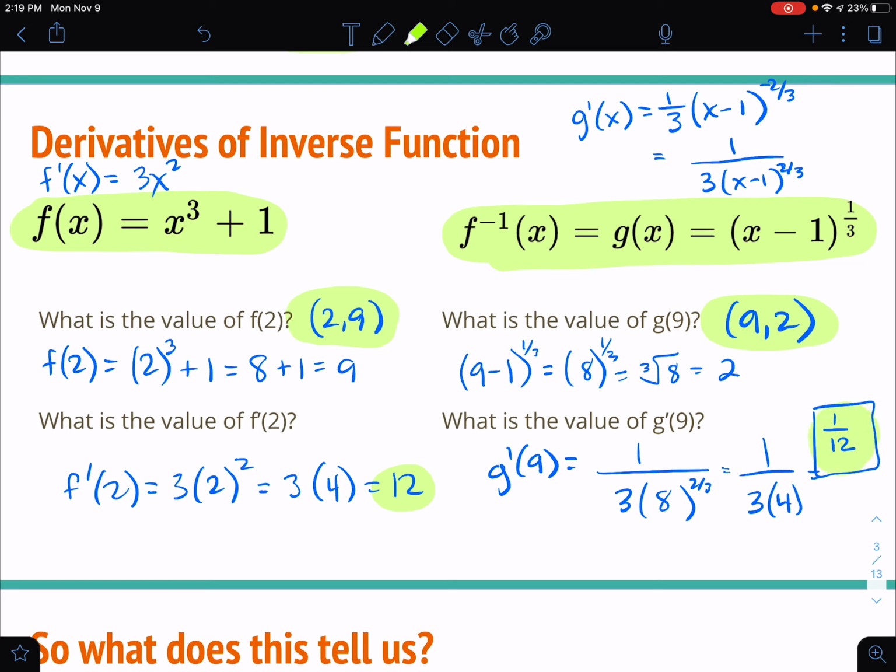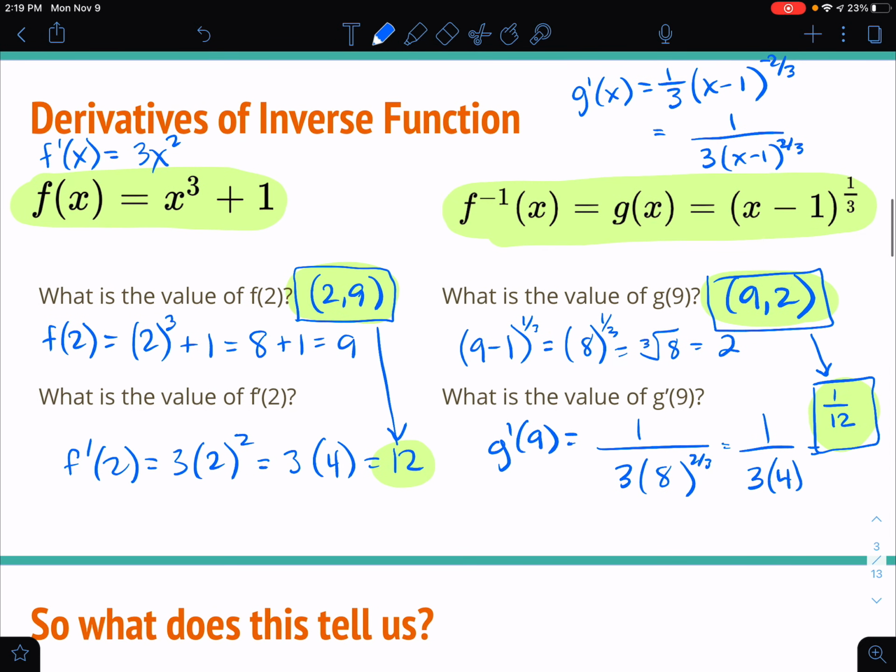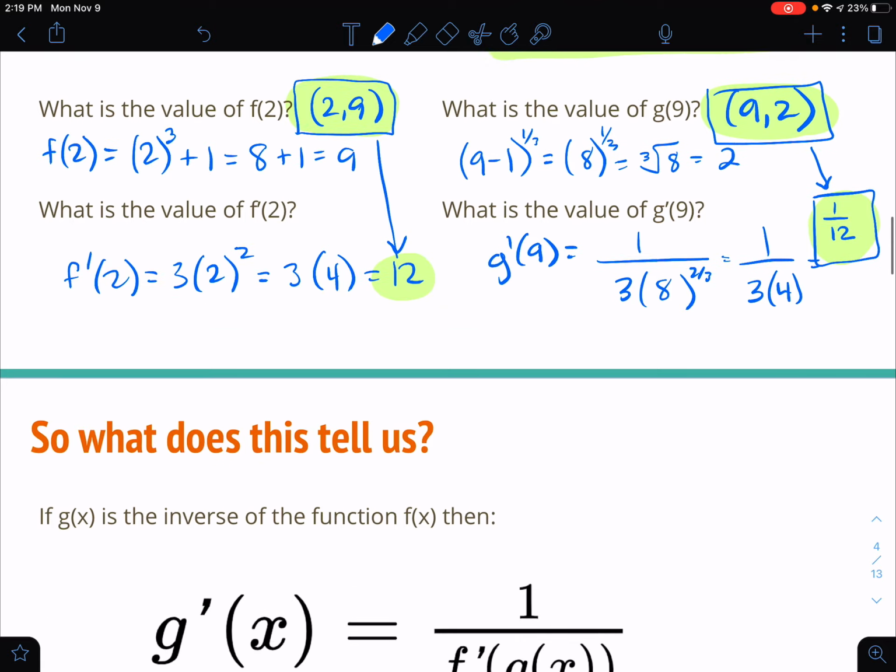So no matter what, if you ever have a function and then you have that function's inverse, you know that if I have (2, 9) in one function, then I'm going to have (9, 2) in the other function. If the slope at that point is 12, then the slope at the inverse point is going to be the reciprocal, which is 1 over 12. Now let's generalize that and give you a little bit of a formula to work with. So what does this tell us?